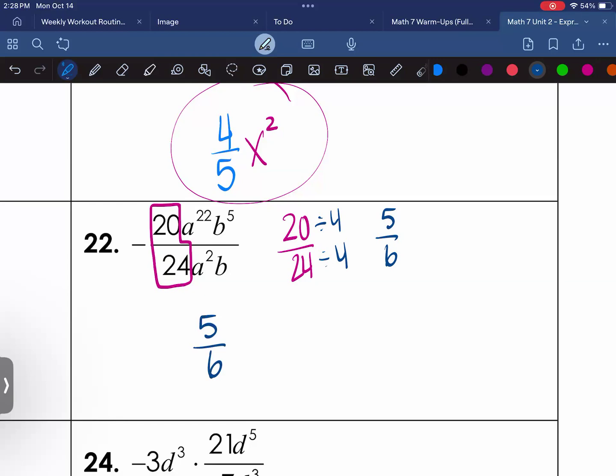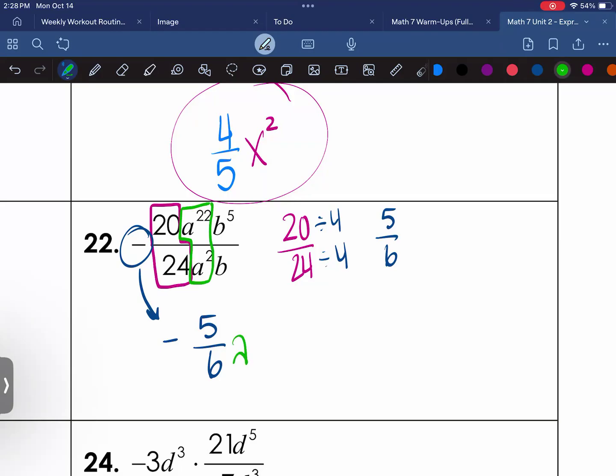Also, notice how this was a negative fraction. That will not change. We are not changing this fraction. We are just simplifying it. So it is still going to be a negative. All right, now we have 2 different variables. We have A, we have B. You have to do them separately.